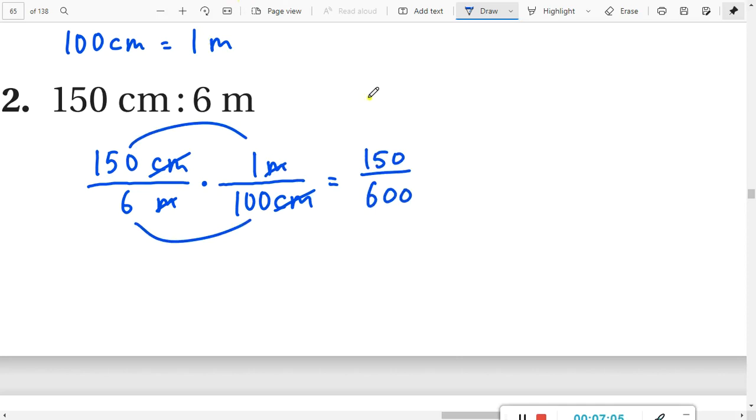Dividing top and bottom by 10, we just eliminate a 0. 150 divided by 10 is 15. 600 divided by 10 is 60. And we can still reduce this further because 15 divided by 15 is just 1. And 60 divided by 15 is just 4. Final answer.